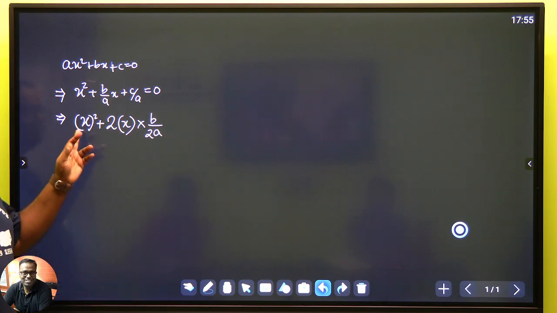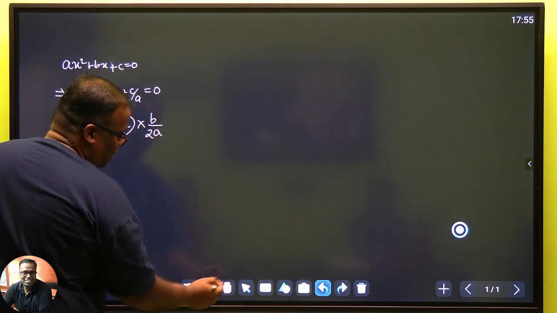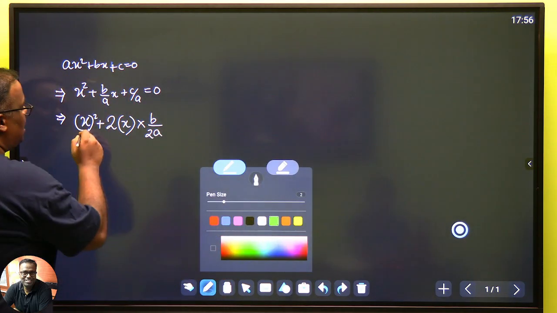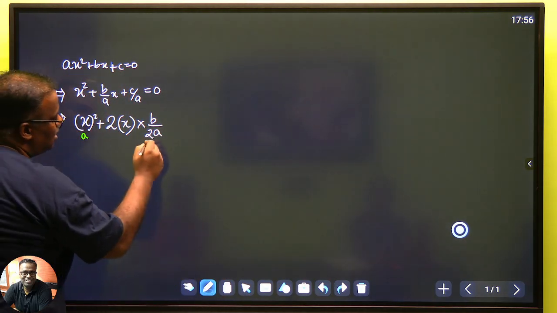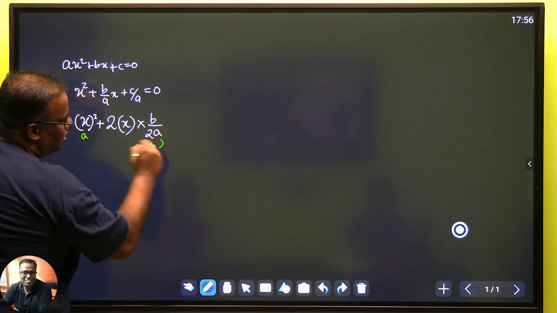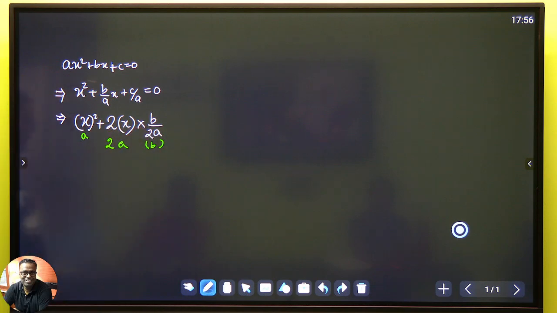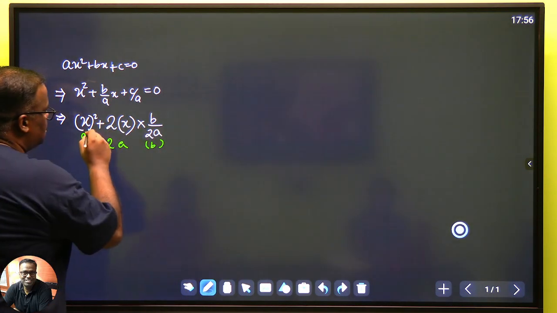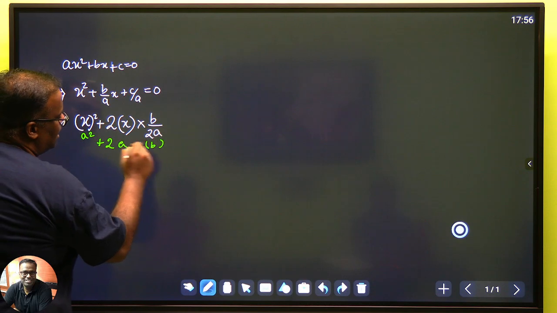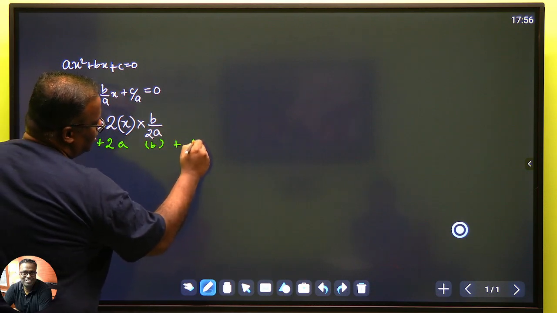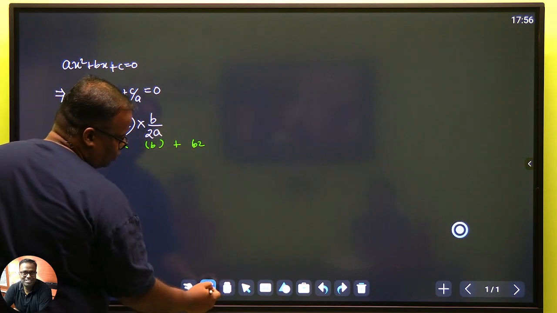But now think, what is your a? Just keep thinking. What is your a? Your a is this. What is your b? The entire thing is your b. And this is your twice ab. There's a formula. In the formula, it is a square plus twice ab. Then I should have what? B square. So let me go back to my b square.